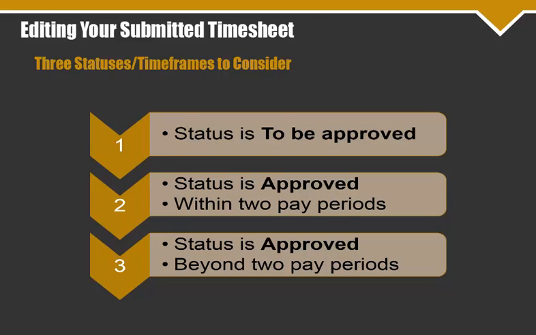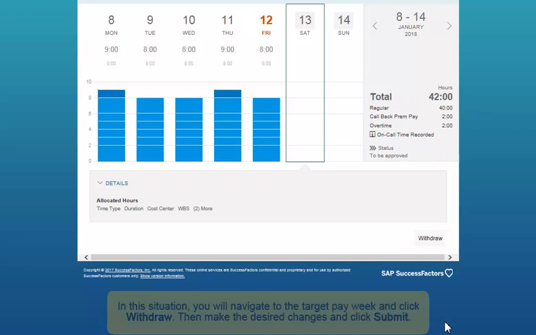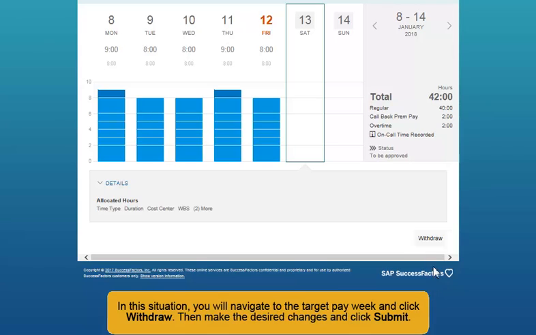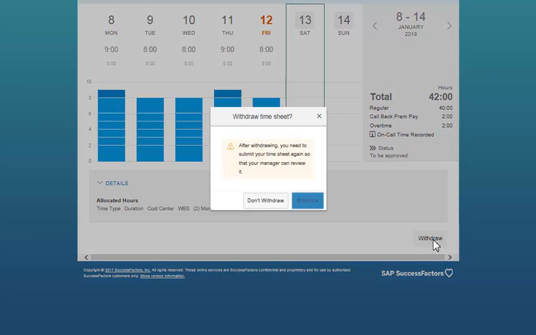When editing your submitted timesheet, there are 3 status scenarios to consider. The first scenario is when your timesheet status says, to be approved, meaning that it has yet to be approved by your manager. In this situation, you will navigate to the target pay week and click Withdraw. Then make the desired changes and click Submit.